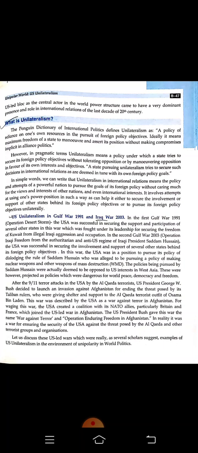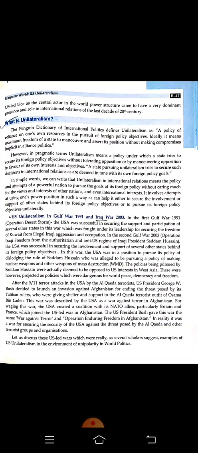After the 9/11 terror attack in the USA by the Al Qaeda terrorists, US President George W. Bush decided to launch an invasion against Afghanistan for ending the threat posed by the Taliban rulers, who were giving shelter and support to the Al Qaeda terrorist outfit of Osama bin Laden. This war was described by the USA as a war against terror in Afghanistan.